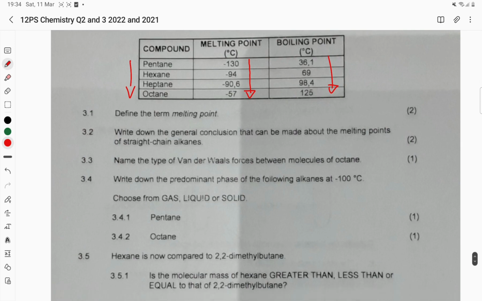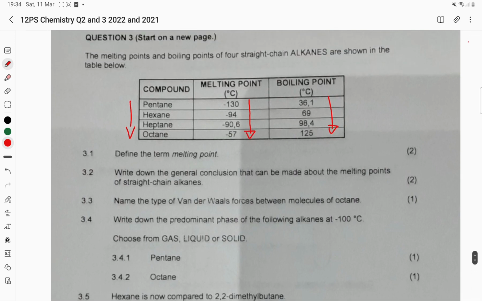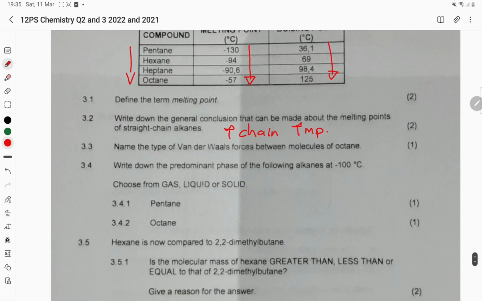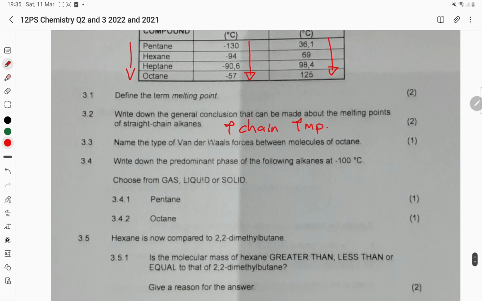3.2, write down the general conclusion that can be made about the melting points of straight chain alkanes. The longer the chain, the higher the melting point. Name the van der Waals forces between molecules of octane. Remember, alkanes only have London forces or induced dipole forces. They do not have dipole-dipole, and they do not have hydrogen bonding. They only have London forces.